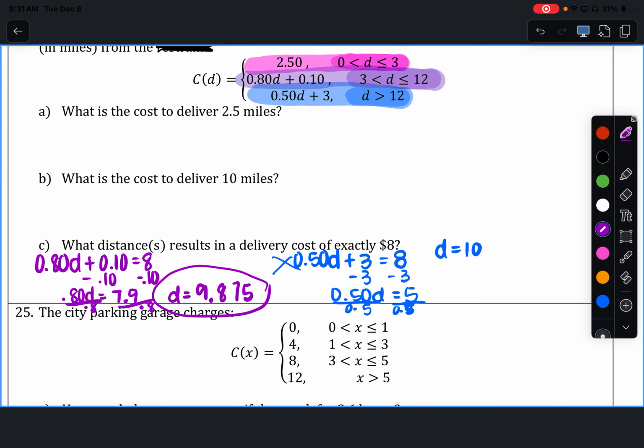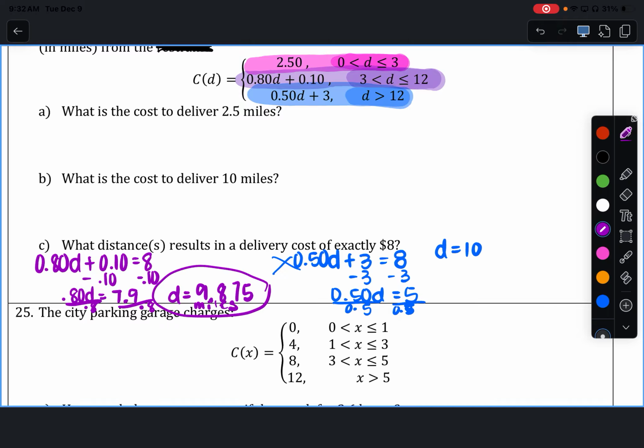Because it has to be $8. Wait, no. The delivery cost has to be $8. But so to get to a delivery cost of $8, it has to be 9.875 miles. Yeah, that's the miles. So it would be 9.875 miles.